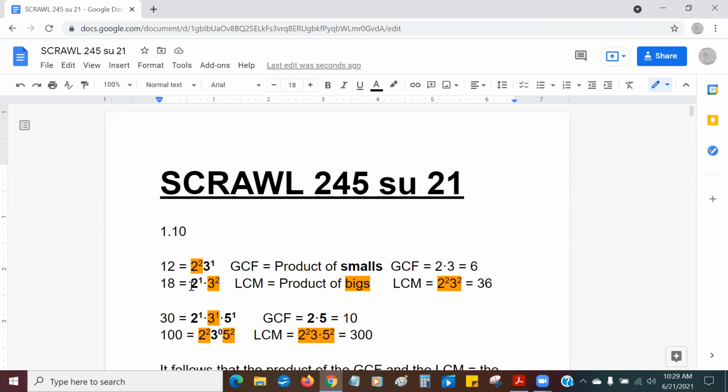So I take the smalls, which is 2 and 3, multiply them, and I get 6, and that is my GCF. Meaning 6 goes into 12, and 6 goes into 18, and 6 is the largest number that goes into both 12 and 18.